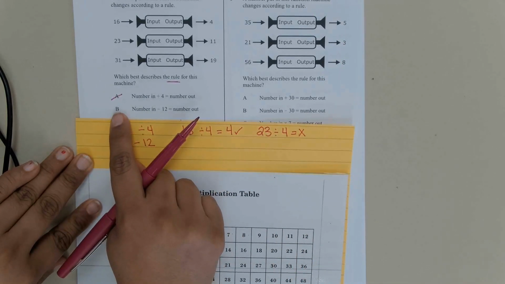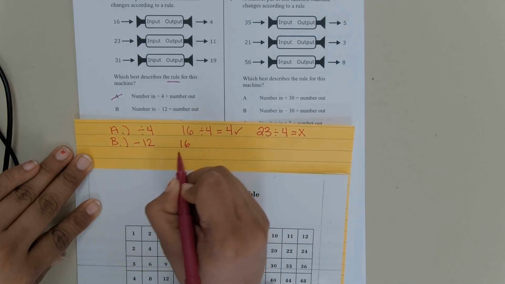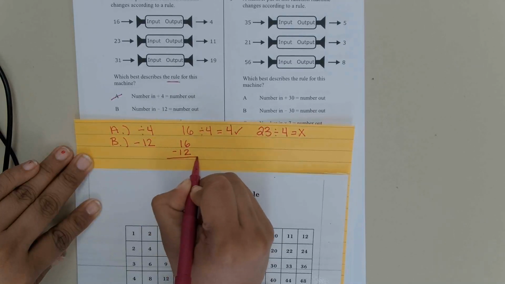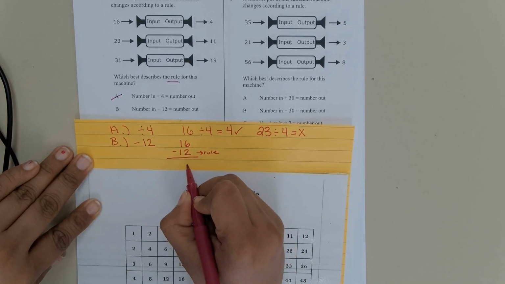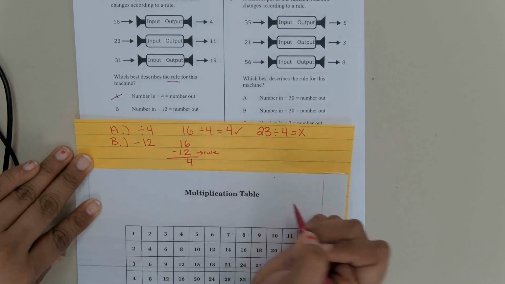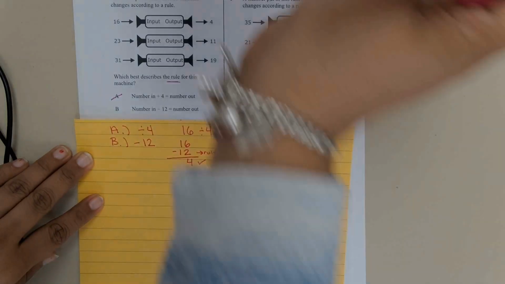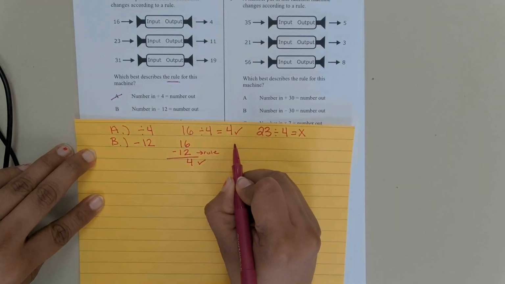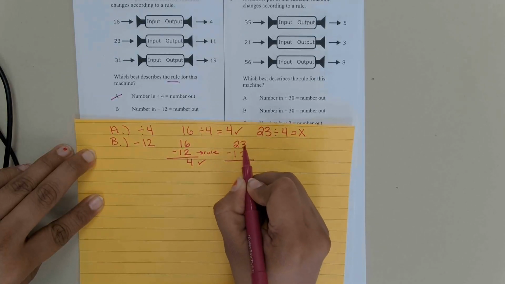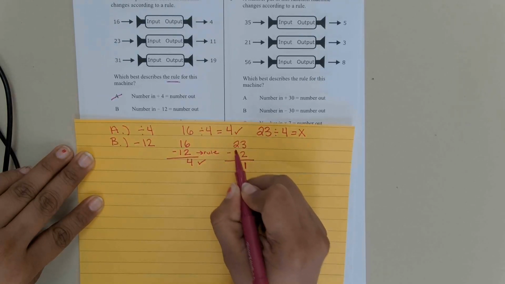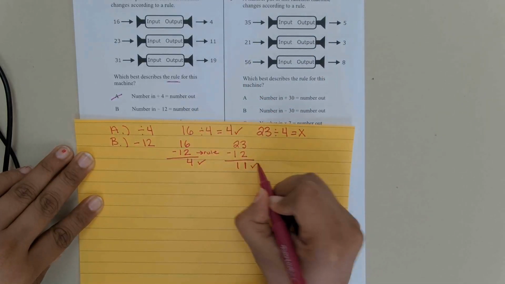But now let me make sure B applies. So here I have 16 minus 12. So let's do 16 minus 12. This is my rule. 6 minus 2, that's 4. 1 minus 1 is 0. So far this matches. Now let's do the next one. Let's do 23 minus 12. 3 minus 2, that is 1. 2 minus 1 is 1. I have 11. Does that match what I have up here? Yep, so far this is true.